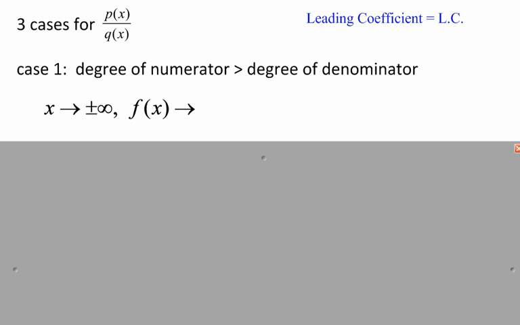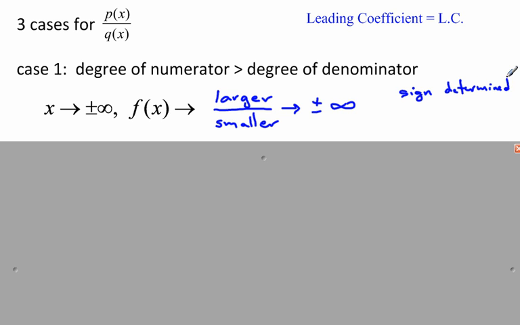Remember, the degree lets us know which grows much faster. And so as x goes to infinity, if the numerator has the greater degree, then the numerator is going to grow to be a much larger number over the denominator, which is going to be relatively smaller. And the closer we get to infinity, the more that discrepancy is such that this is going to approach either positive or negative infinity. The way we will know whether it's positive or negative is by the sign that is determined by the leading coefficients. And I've got this abbreviation up here so you know what I'm talking about.